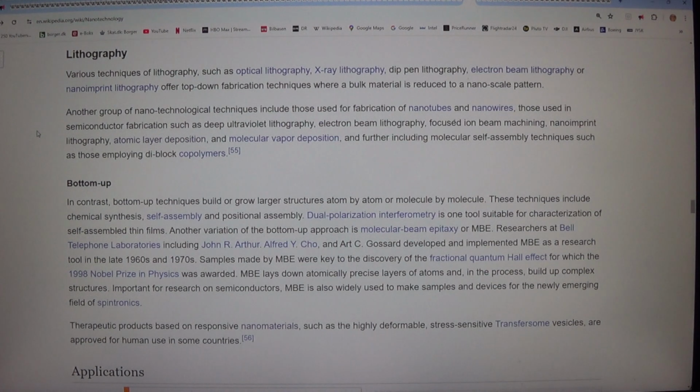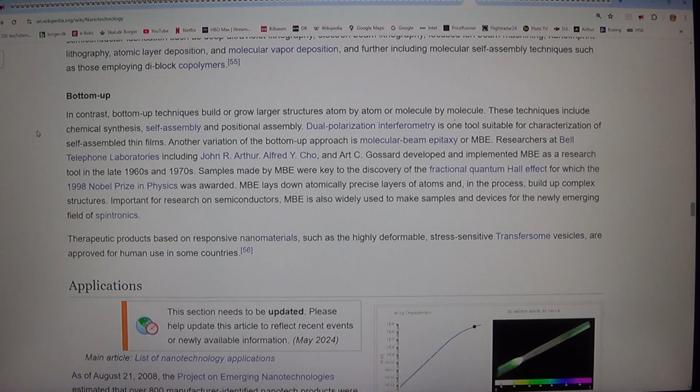Bottom-up. In contrast, bottom-up techniques build or grow larger structures atom by atom or molecule by molecule. These techniques include chemical synthesis, self-assembly and positional assembly. Dual polarization interferometry is one tool suitable for characterization of self-assembled thin films. Another variation of the bottom-up approach is molecular beam epitaxy, or MBE.